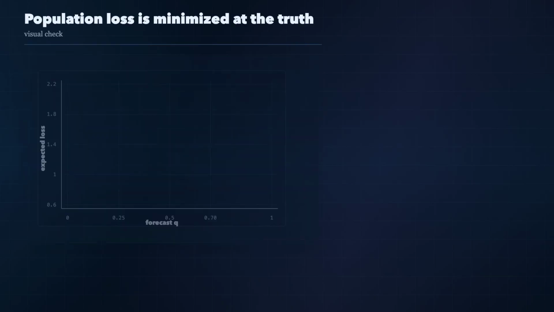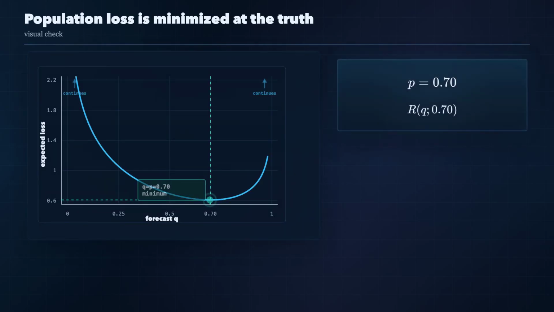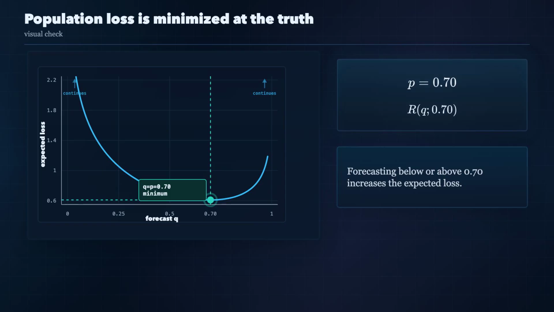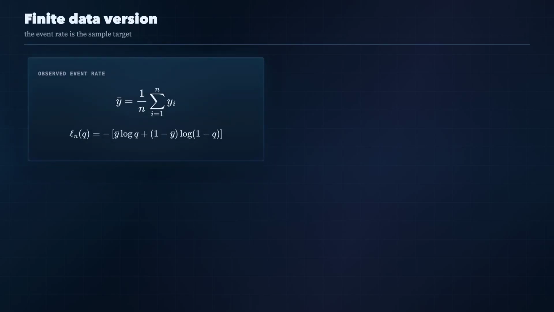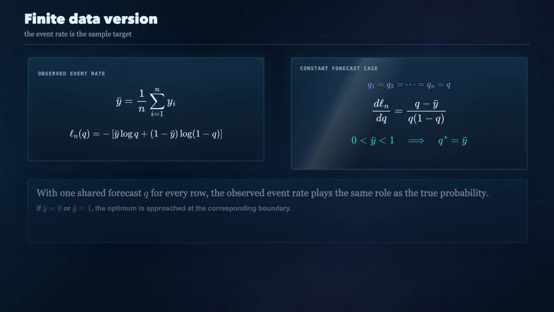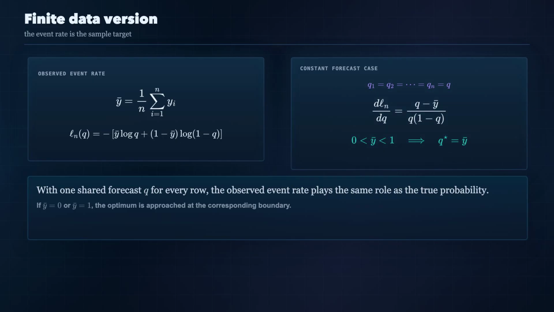The graph shows the result visually. When the true event probability is 0.7, expected loss is lowest at Q equals 0.7. Forecasting too low or too high increases the expected loss. In finite data, the observed event rate plays the role of the population probability. For the interior case, with one shared forecast Q for every row, the loss is minimized when Q equals the fraction of observed ones. Boundary cases sit at the edge.